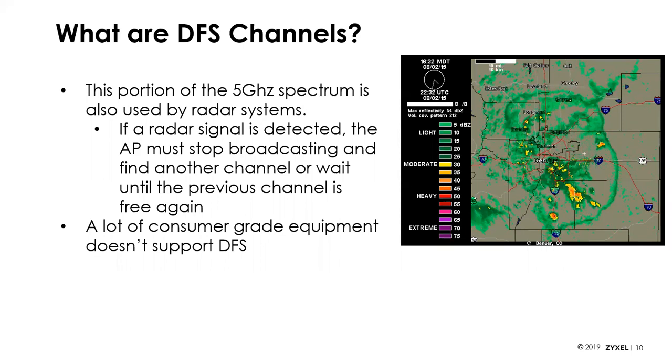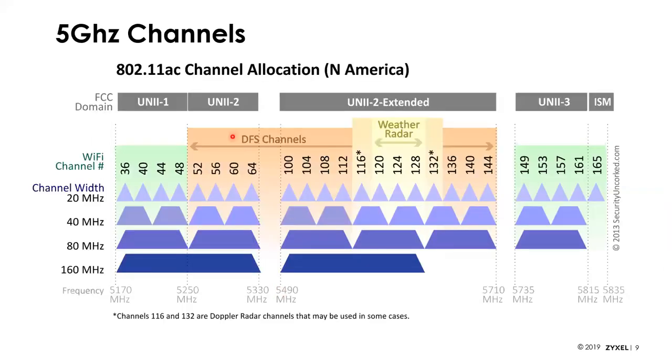So because of these two issues, a lot of people end up deciding not to use these DFS channels. That dramatically drops the number of channels available from 20 something down to 8 or 9 channels that you can use without overlap. And again, that's assuming 20 megahertz bandwidth.